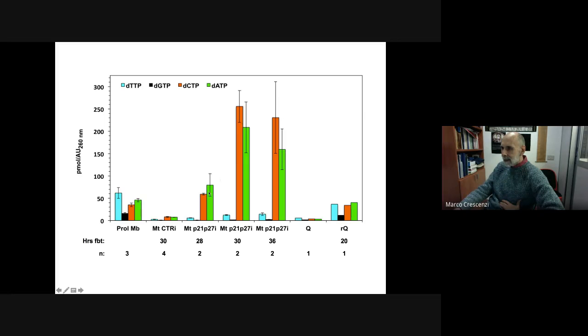We thought about this large overrepresentation of these two nucleotides, but we thought, for theoretical reasons, that it wasn't so important. What was important was that the levels of TTP and GTP were much lower than found in proliferating myoblasts. And perhaps they were insufficient to allow full DNA replication. So following this hypothesis, DNA replication did not complete merely because there were not enough building blocks.